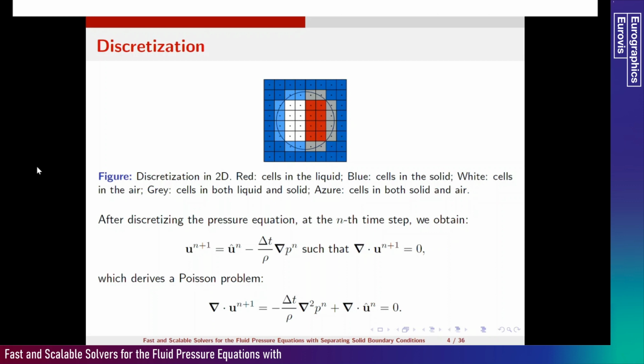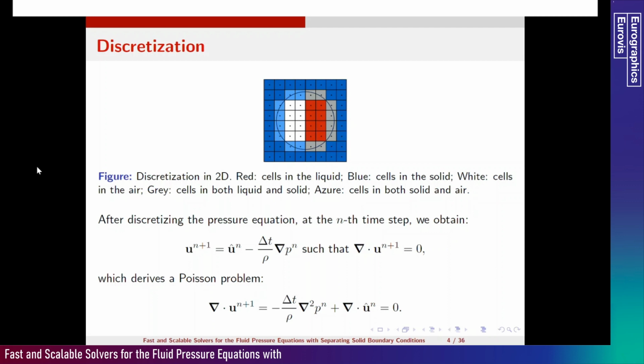We classify the cells into different types. For example, in this 2D half-fluid scenario, the red cells are fully inside the liquid, and the green cells fall in both liquid and solid. We will come back later regarding how to handle different cells when solving the pressure equation.